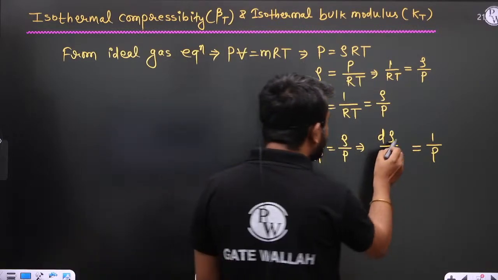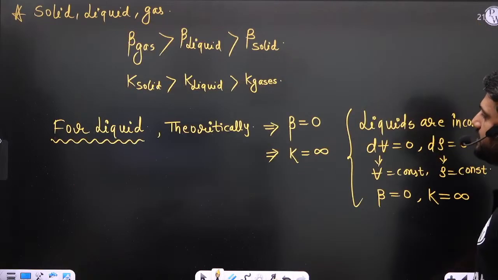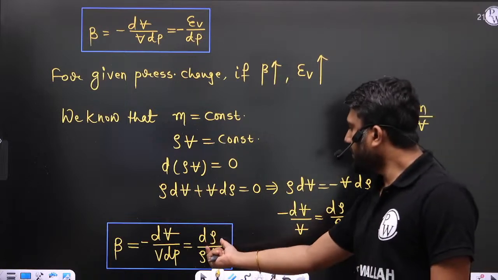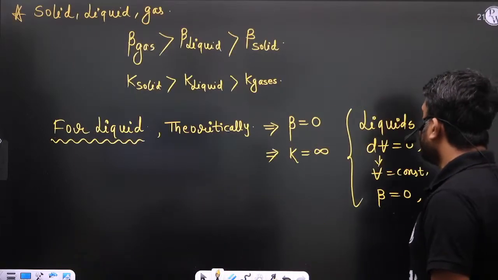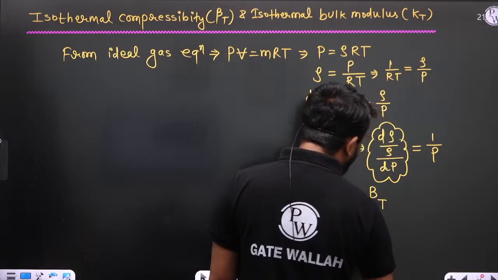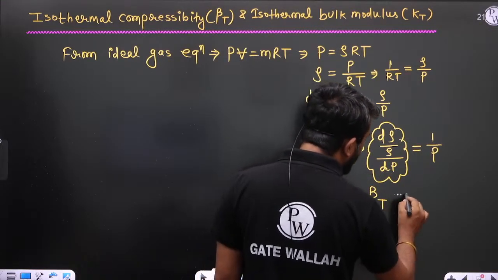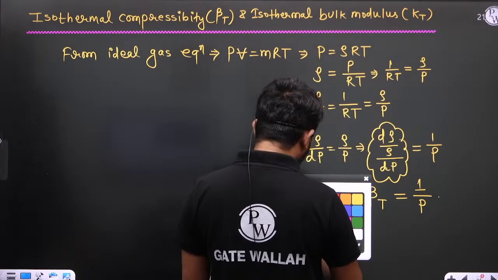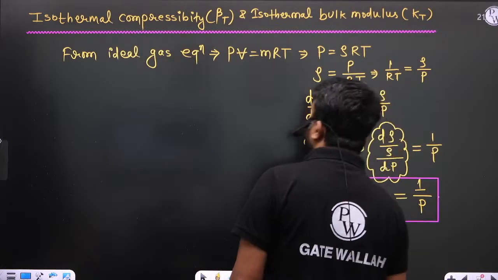So tell me what is this? What is this, d rho by rho upon dP? This is nothing but the beta only. So beta in the isothermal case is the isothermal compressibility, and this is nothing but 1 upon P. This is the isothermal compressibility.